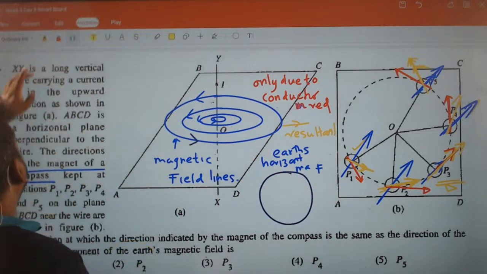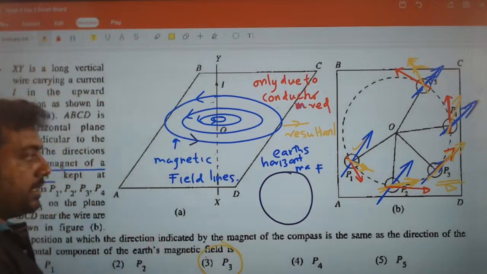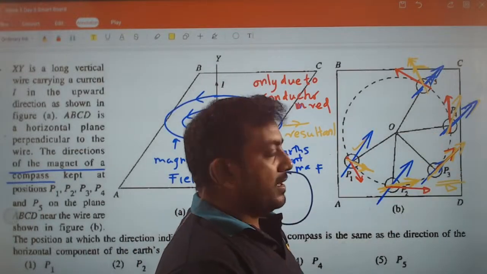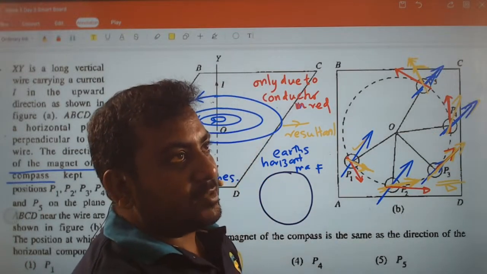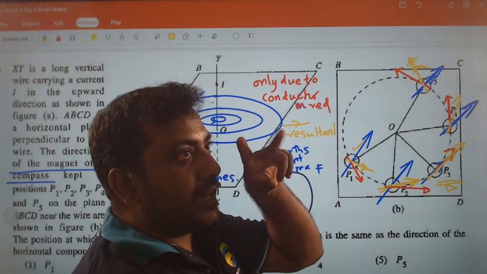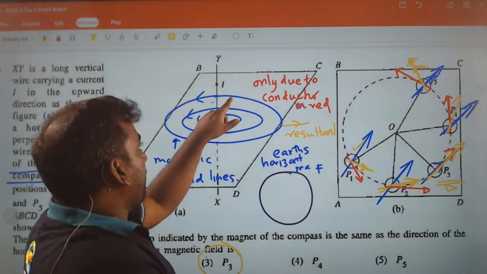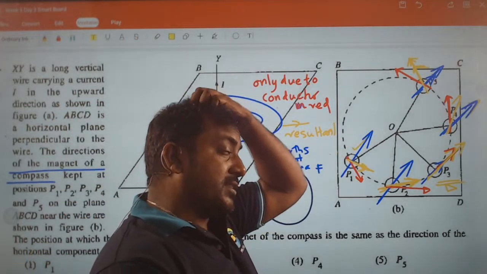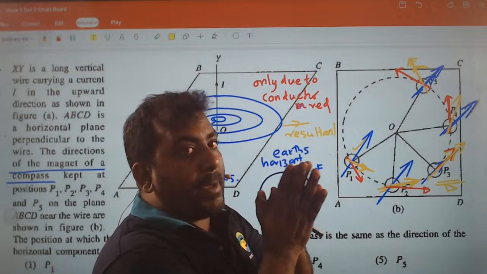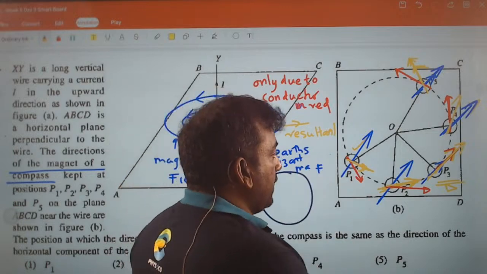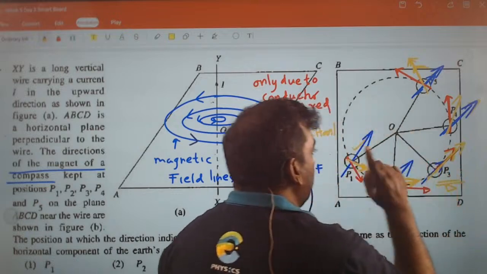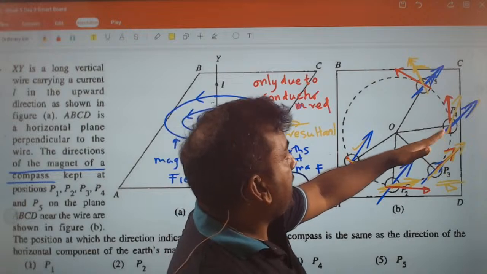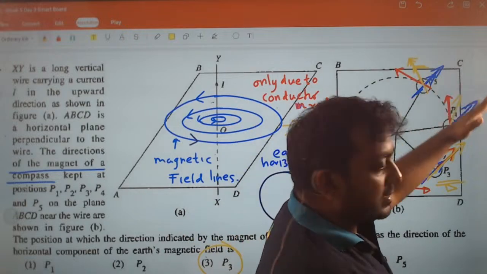So you can erase this, you can mark P3. Horizontal magnetic field means here that way. I hope you understood it. The compass will give you the resultant magnetic field. The red color one is due to the conductor, the blue color one is due to the Earth's horizontal field. When both are parallel, it will be tangential. So P3 is where both are parallel to each other. Others will give a resultant direction.